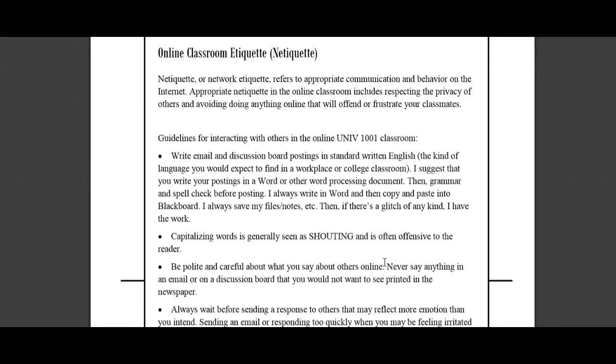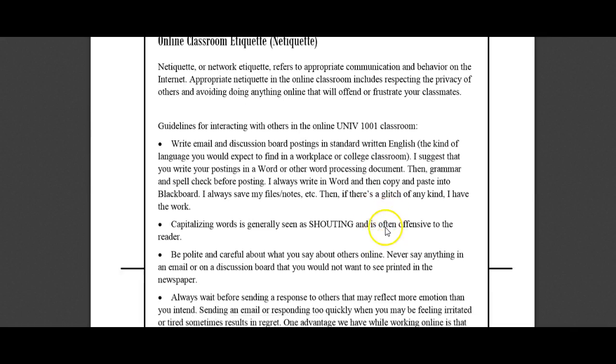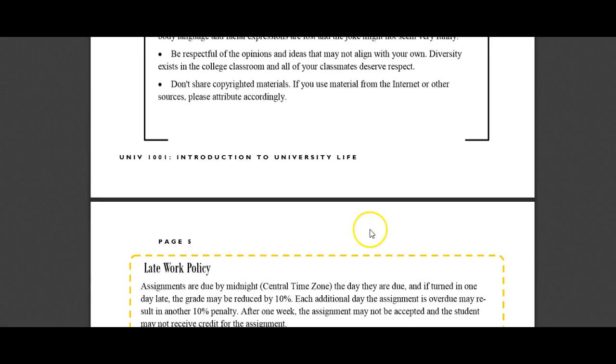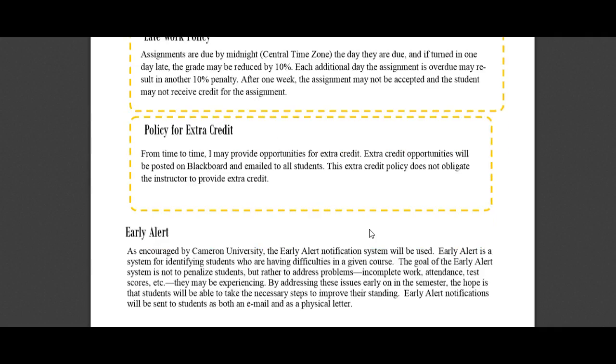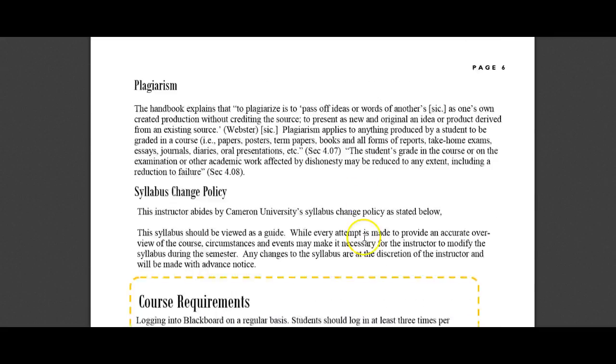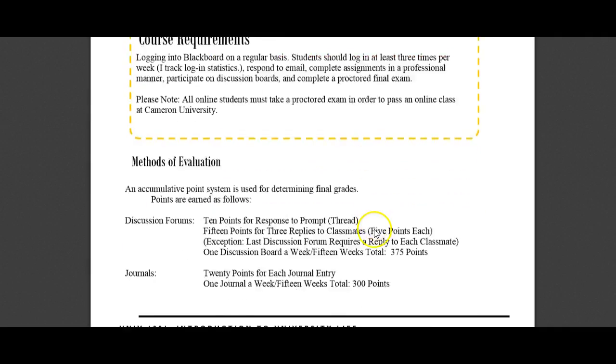Here's some information about some online classroom etiquette, how we talk to one another online. Sometimes it can be a little difficult. Things can get misinterpreted easily because you don't have that body language and facial expressions to really interpret what people are saying. But we'll talk about that in the video during Unit 1. Here's a late work policy, extra credit, etc. And you can just scroll through the whole syllabus and see.